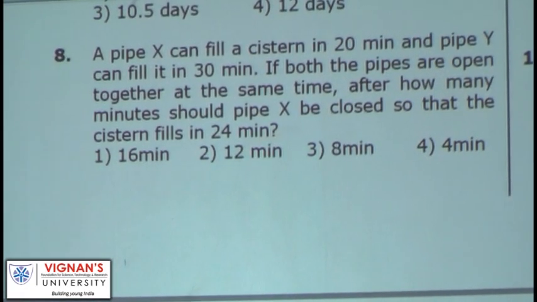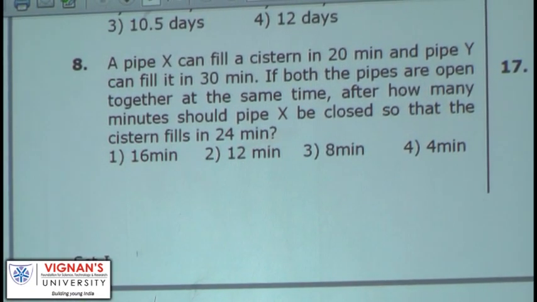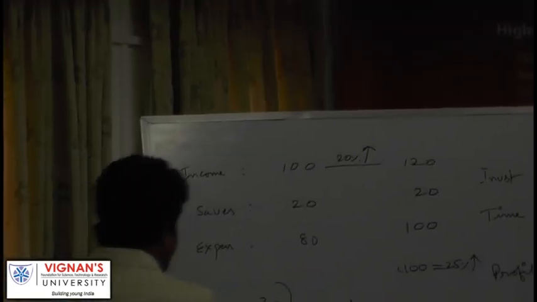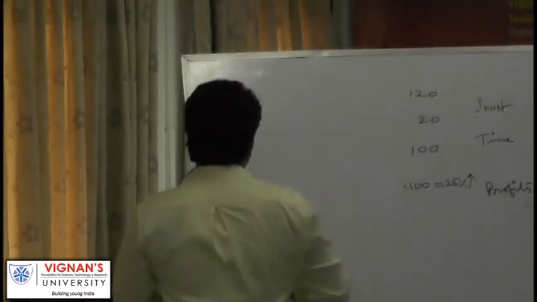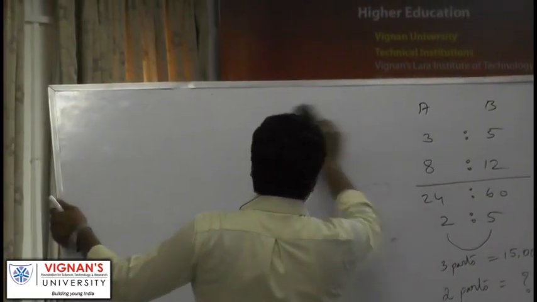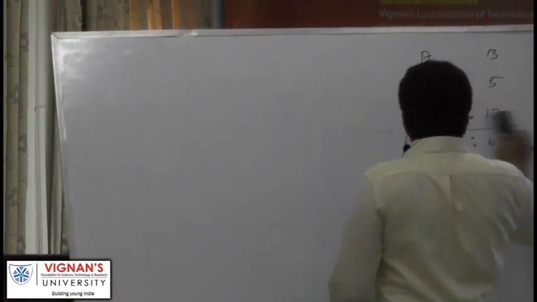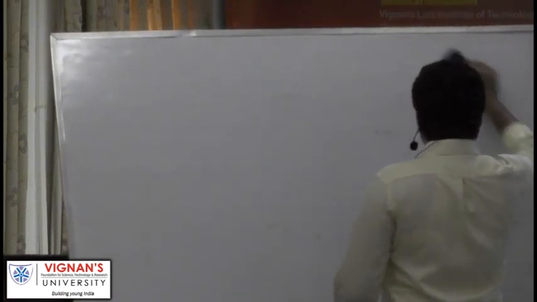And what about B? B can fill it in what time? 30 minutes. So what he says, if both the pipes are opened, then he is expecting the system to be filled by what time? In how many minutes he wants the system to be full? How many minutes? 24. So for the system to be filled in 24 minutes, which pipe he wants to close?